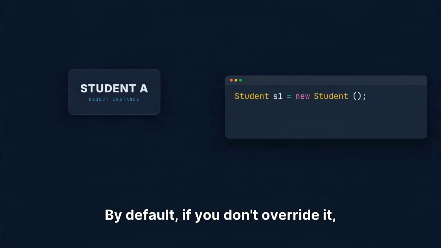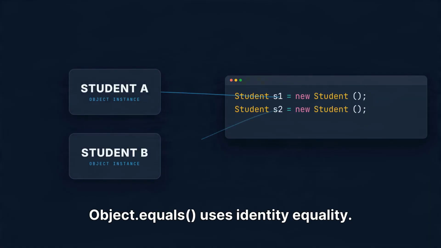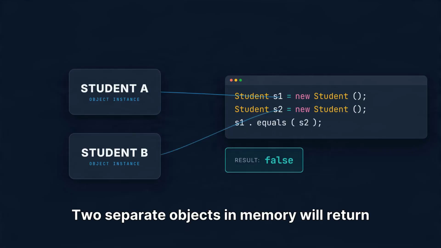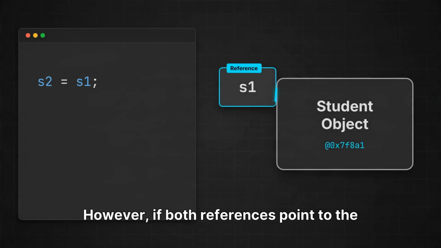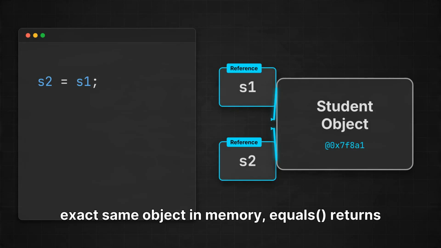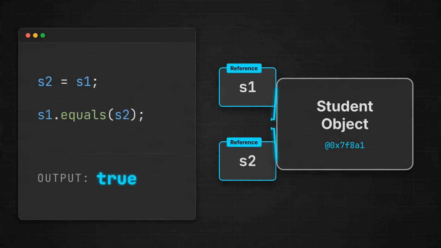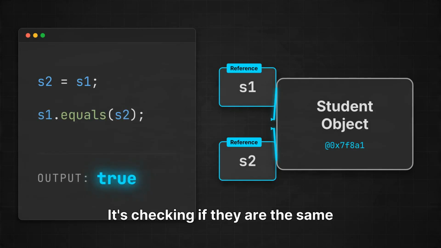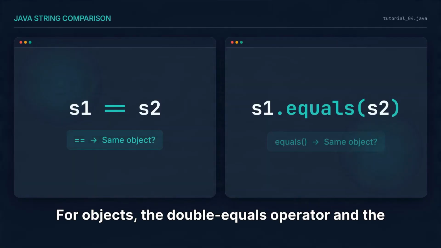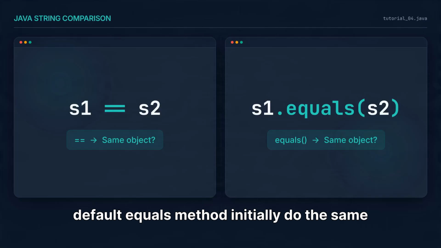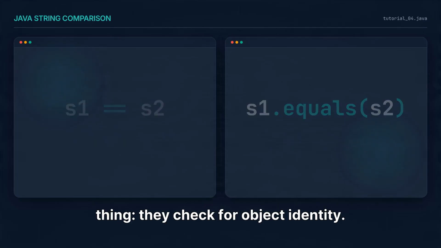By default, if you don't override it, Object.equals uses identity equality. Two separate objects in memory will return false. However, if both references point to the exact same object in memory, equals returns true. It's checking if they are the same instance. For objects, the double equals operator and the default equals method initially do the same thing. They check for object identity.